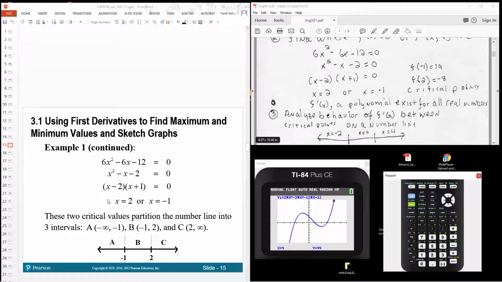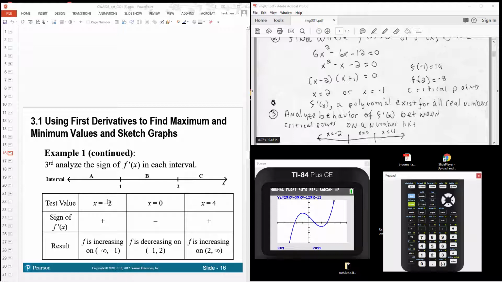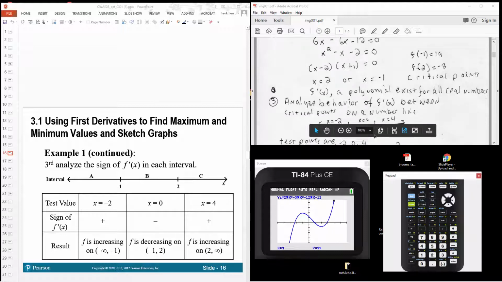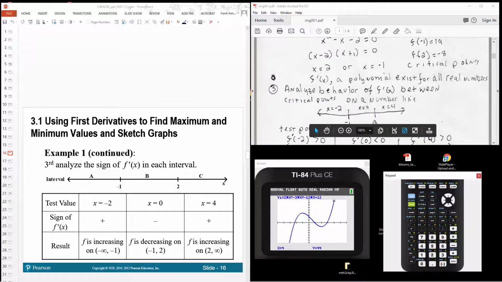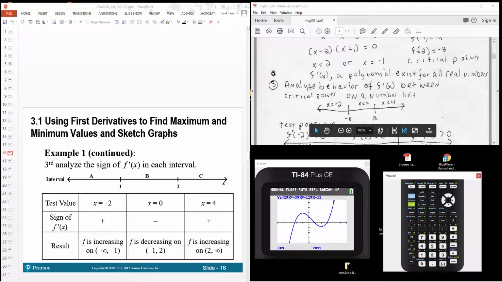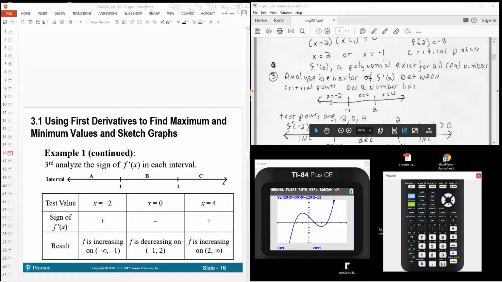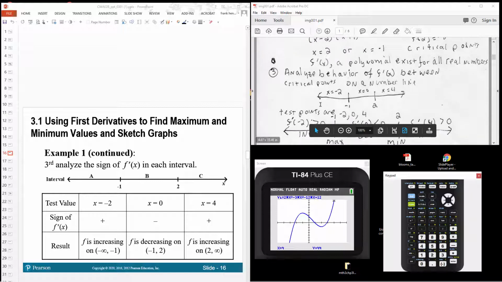So step 3: analyze the behavior of f of x between the critical points on a number line. Analyze the sign of f prime in each interval. There are my critical points. So I pick test points to see what the behavior is between the intervals. My test points are negative 2, 0, and 4.